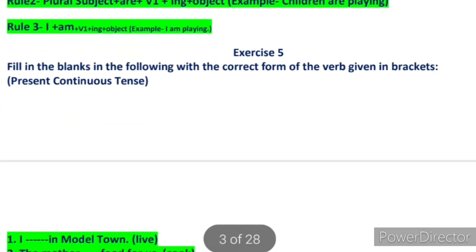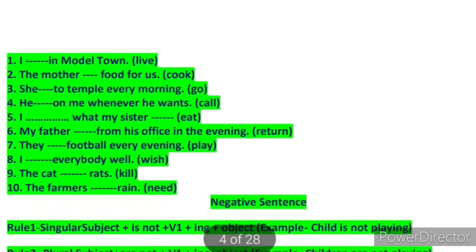So here are some exercises. We will solve them. The exercise is I live. So the answer will be I am living. Second, the mother cook. The answer will be the mother is cooking. She go. She is going. He call. He is calling.